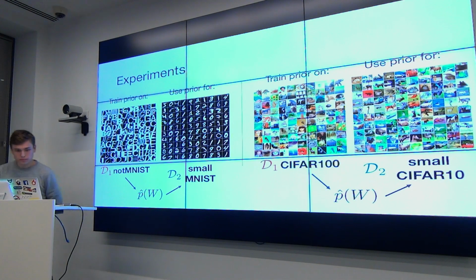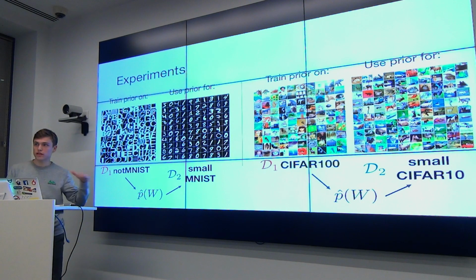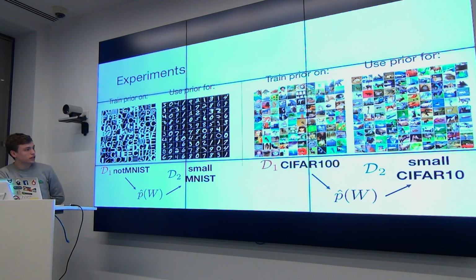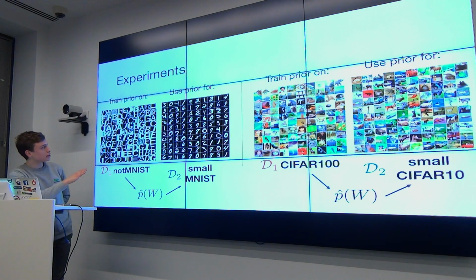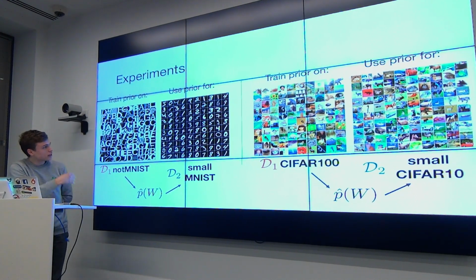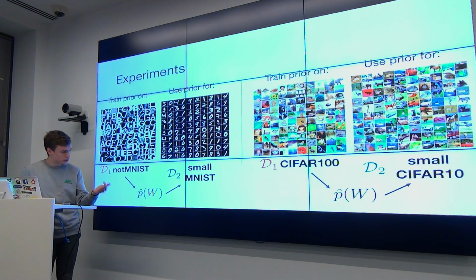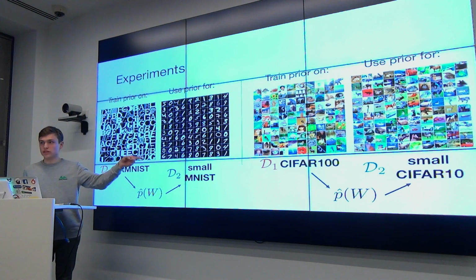So let's move on to experiments. In our experiments we use two setups. For the first setup, we first train several convolutional neural networks on the notMNIST dataset, which looks as follows. It's a dataset of 10 letters of different fonts. So we train a lot of convolutional neural networks on this dataset. Then we collect the kernels from these trained neural networks. On these collected kernels, we train our prior distribution, and then we use this prior distribution for Bayesian inference on a small subset of the MNIST dataset.